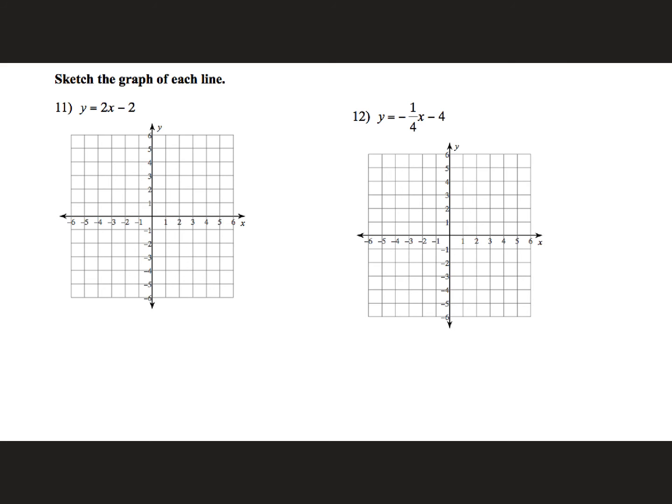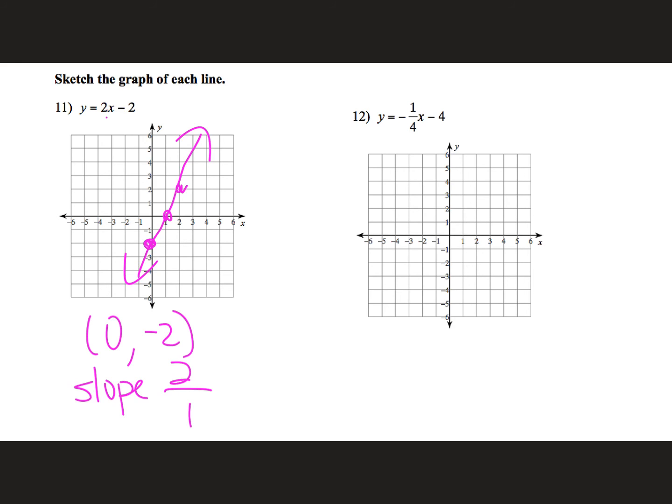Sketch the graph. So I would love to see the y-intercept. So plug in 0 for x. So 2 times 0 is 0. Minus 2 is negative 2. Plot that point. And then write down what the slope is. The slope is 2, but remember there's a 1 hiding underneath. So that means go up 2, right 1, up 2, right 1. Connect the dots. We did it.